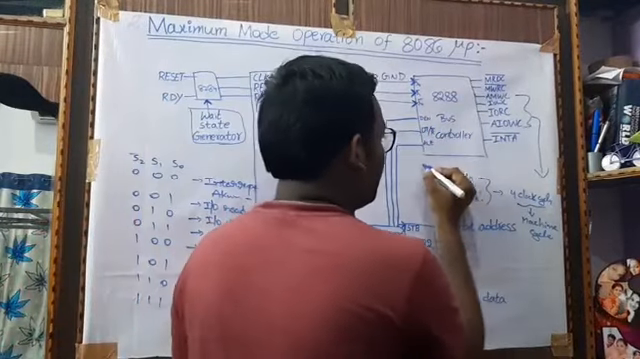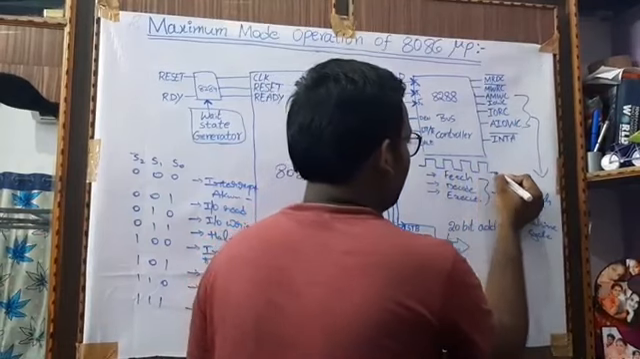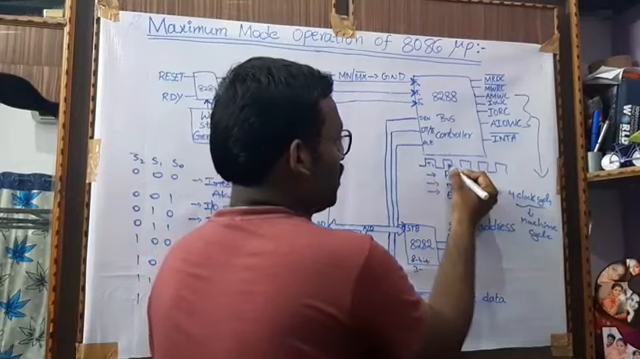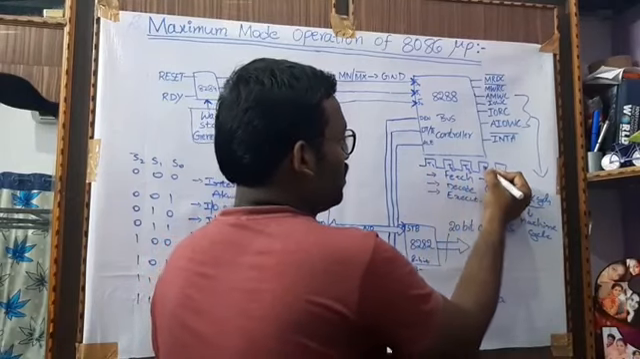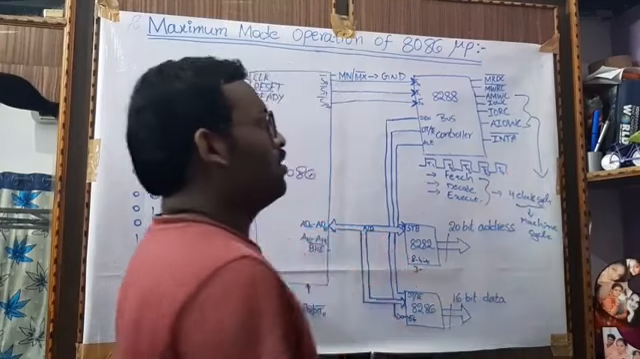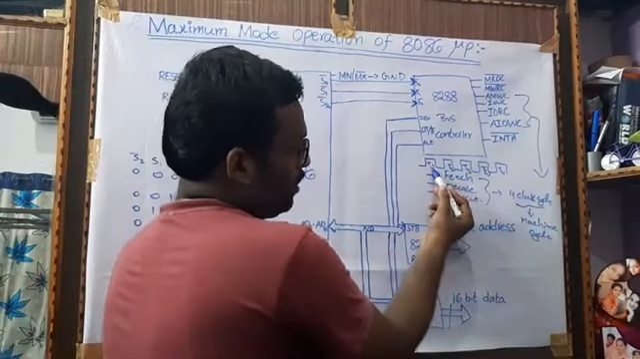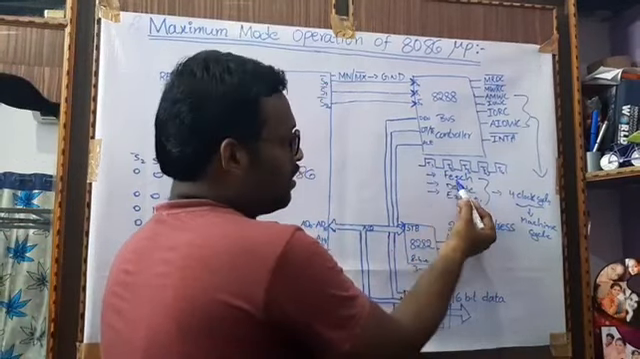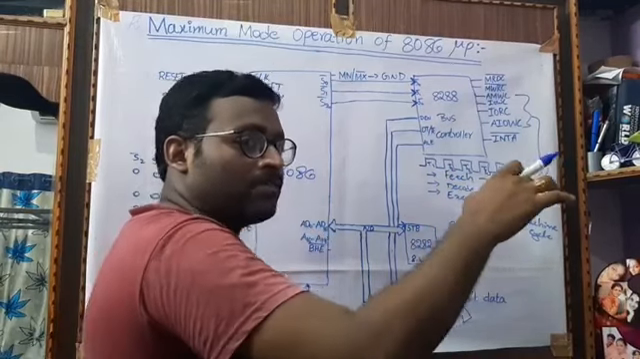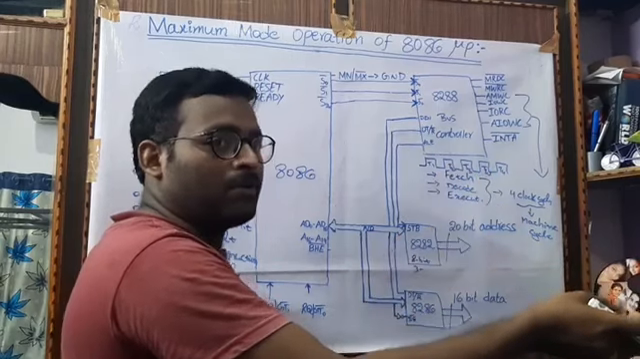Actually, suppose these are the clock pulses we have: T1, T2, T1, T2, T3, T4, sorry, TW, T4. So TW means wait state, okay? So in T1 cycle, what we are doing is we have to get the address where our required data resides in the memory location.